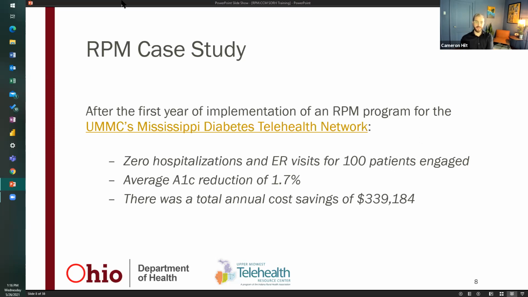So not only did they see some of those positive clinical outcomes that we're always looking to improve within our patient populations, but they also saw significant cost savings. Especially if cost is a barrier, really looking at what some potential cost savings you could have as an organization can be a really good metric to look at to determine your feasibility.